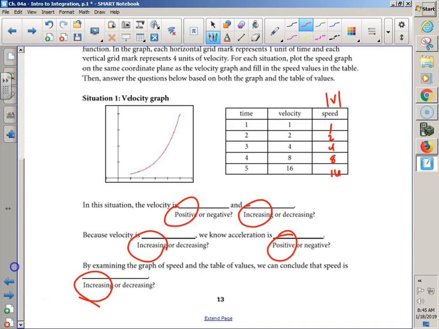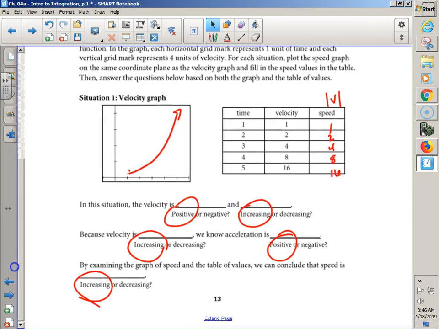Take a second. You and your groups try to do situations 2, 3, and 4. Go. Oh, sorry, graphing speed. I think that's part of it. Speed would be like this, right on top of velocity. Okay, now go.